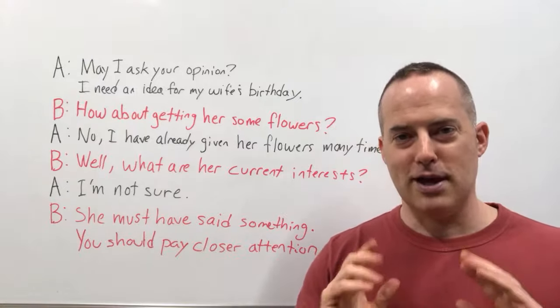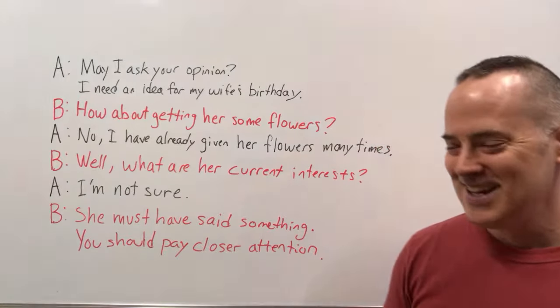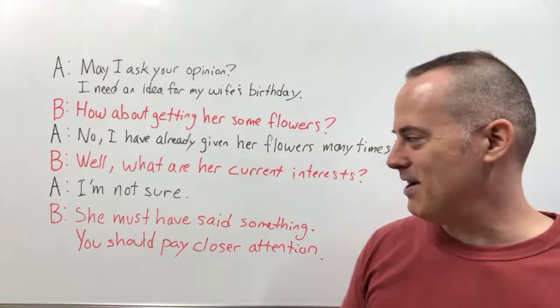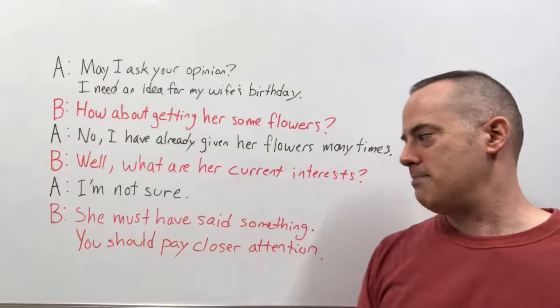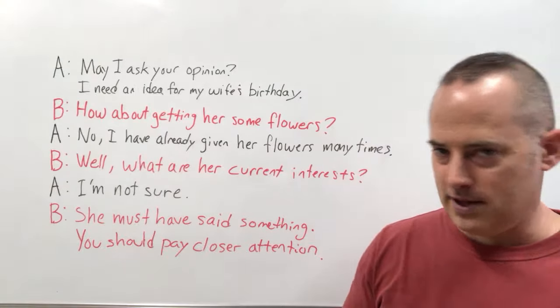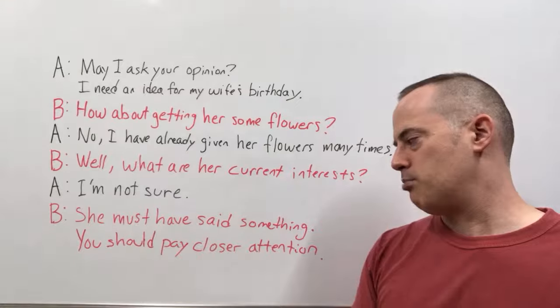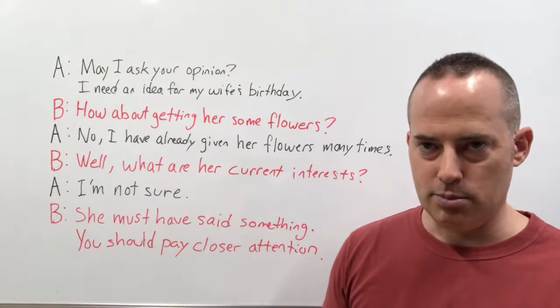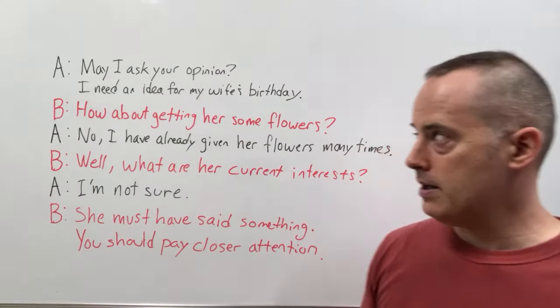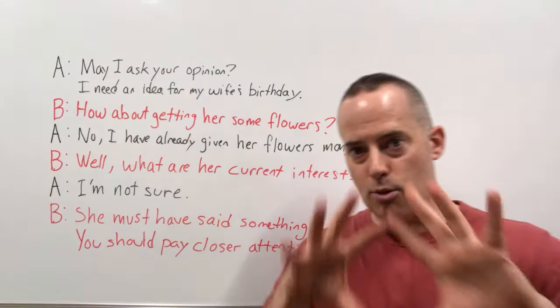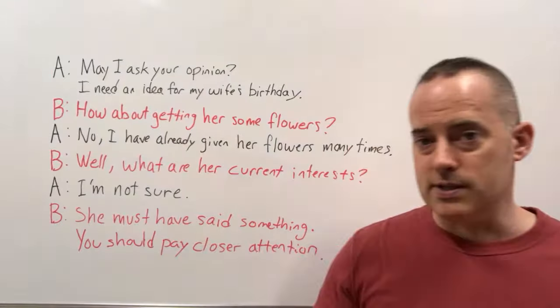All right. Don't say that to your wife. You can say that to your friend, but don't say that to your wife. Like, I don't know what my wife is interested in. And then I say, she must have said something. So usually women will tell you something, and you should pay closer attention. All right. So hopefully it doesn't look like we have any more questions about this. So let's go back and tweak some of this.